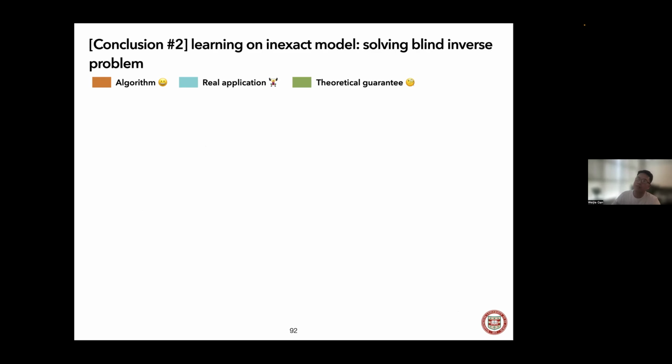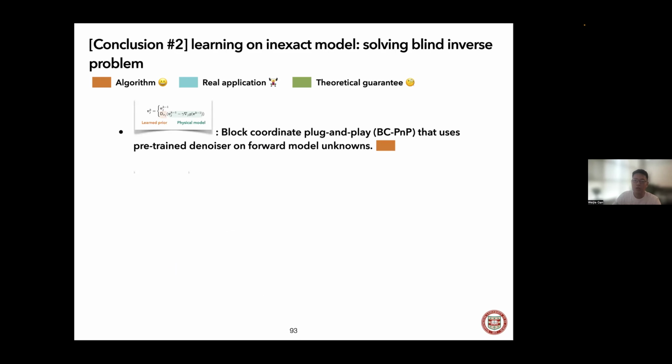And the takeaway for the second part of my talk, learning on inexact model: my solution is to formulate the problem as a blind inverse problem, and then we solve it. The first way to solve it is block coordinate. We propose a block coordinate plug-and-play method. The idea is to use pre-trained denoisers on the forward model unknowns. This is a new algorithm to solve the blind inverse problem. We also have some theoretical analysis on the convergence of BCPnP.